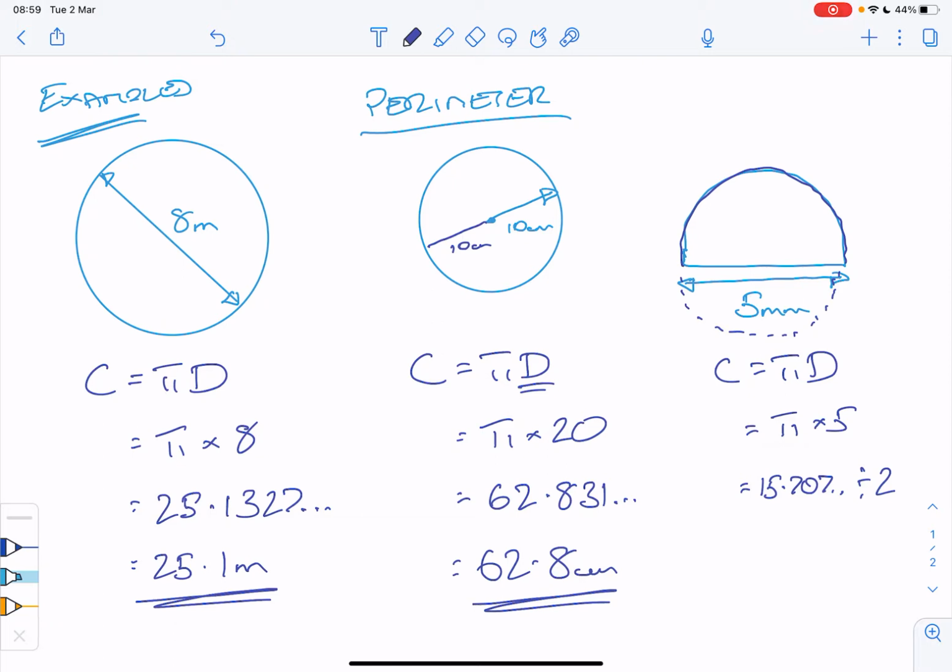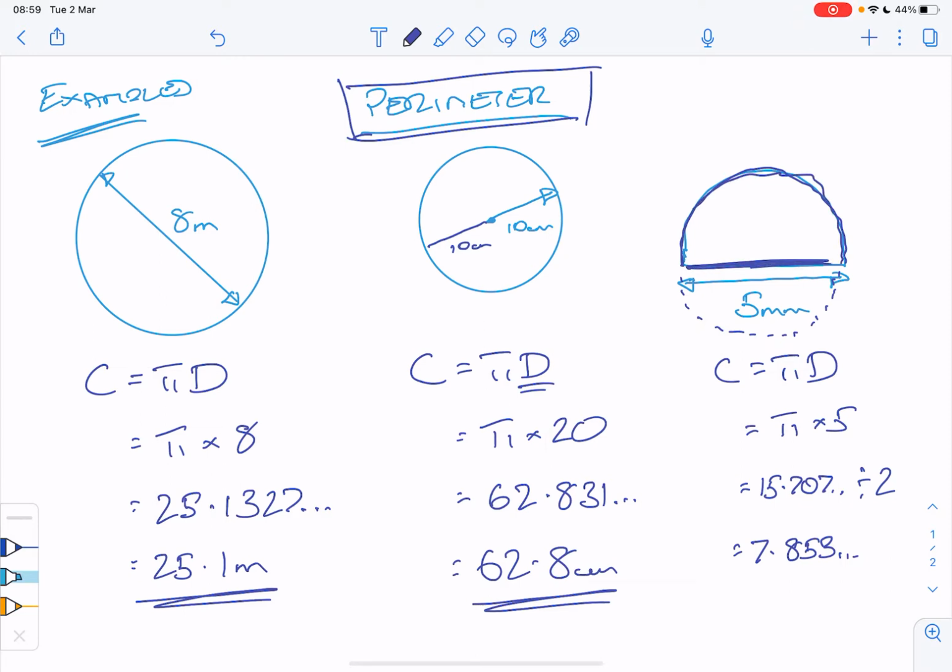I've only got half of a circle, so I've only got 7.853 ... However, if I'm dealing with this whole shape, if I want to find the perimeter of this full shape, then I've only found this curved edge here. I also need this flat edge along the bottom. And I know that that's just 5 millimeters, so I have to add on 5 millimeters. So I take the 7.853 blah, blah, blah, I add on a 5. I can do all this in my calculator, and it's just going to give me 12.8539 ... Again, one decimal place, 12.9 for this one, millimeters for this one.